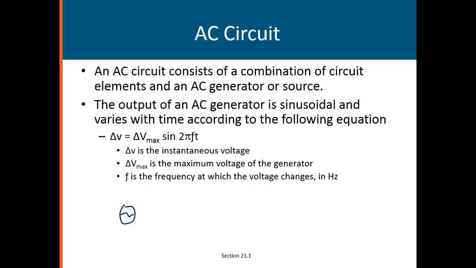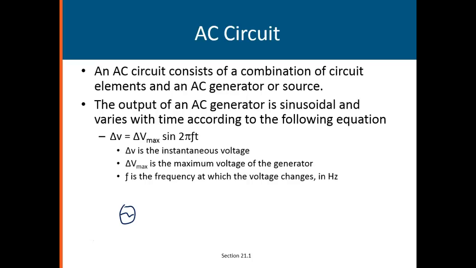The output of an AC, or alternating current generator, is sinusoidal, okay, a sine wave, and varies with time according to the following equation. Okay? Now, this is talking in terms of voltage. You'll see it's very similar when we talk in terms of current as well. But the voltage also fluctuates because the current fluctuates. And the delta V is delta V max.